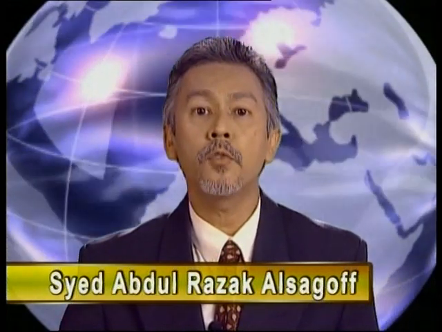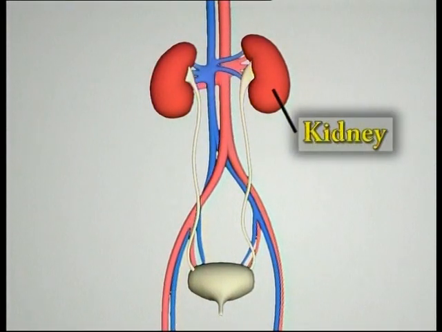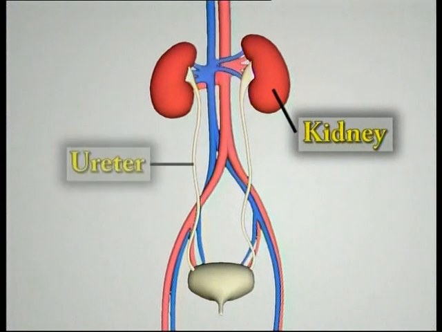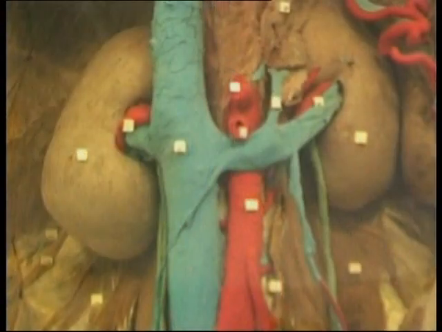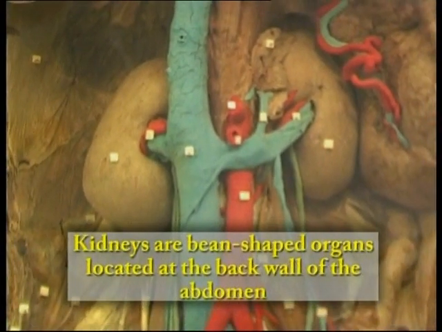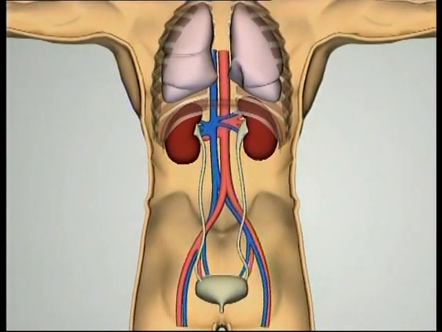Every human being has a pair of kidneys, a pair of ureters, a urinary bladder, and a urethra. The urinary system begins with the kidneys, which filter blood to remove waste like urea, water, and mineral salts into urine, which flows in a tube called the ureter to the bladder. The kidneys are bean-shaped organs located at the back wall of the abdomen, just below the diaphragm. They are protected by the lower rib cage and are roughly the size of a clenched fist.